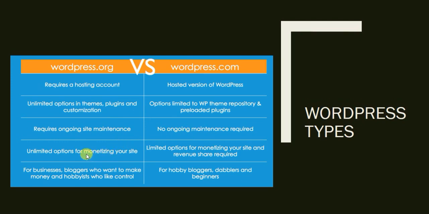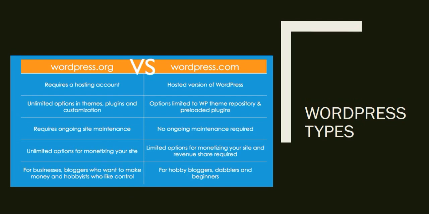And you have unlimited options for monetizing your site. What is monetizing? Monetizing is earning money from your website. Here you have limited options for monetizing your site, and revenue sharing is required. wordpress.org is for business, bloggers, people who want to make money, and hobbyists who like to control. And wordpress.com is for hobby bloggers, dabblers and beginners. So we are going to go with WordPress.org, where we have complete control of our website.